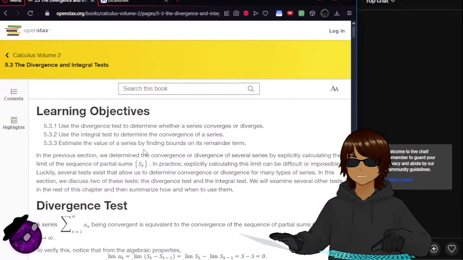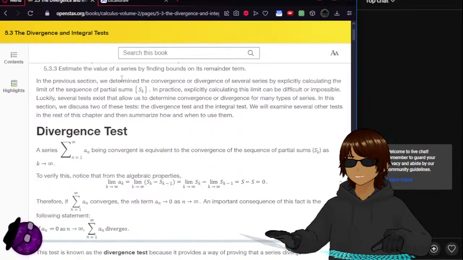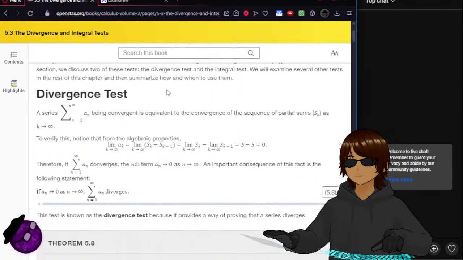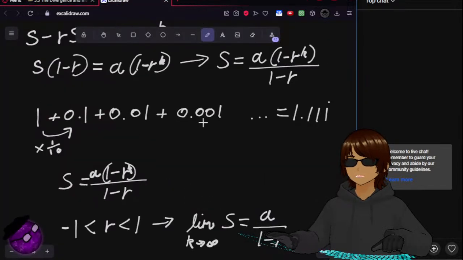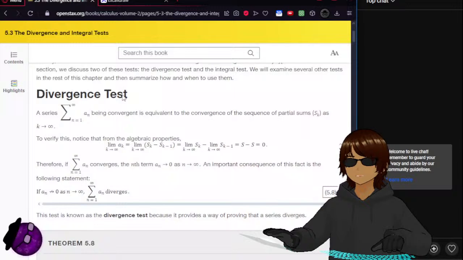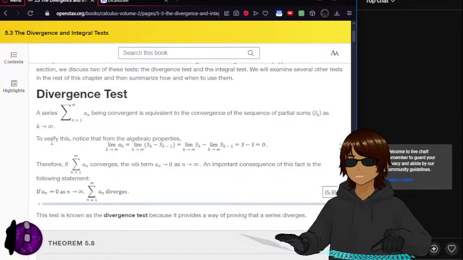In the previous section, we determined the convergence or divergence of several series by explicitly calculating the limit of the sequence of partial sums. For a series, an over here is a particular term. So for this series, a0 is 1, a1 is 0.1, a2 is 0.01, and so on. A series, the sum of its terms, being convergent is equivalent to the convergence of the sequence of partial sums as k approaches infinity.